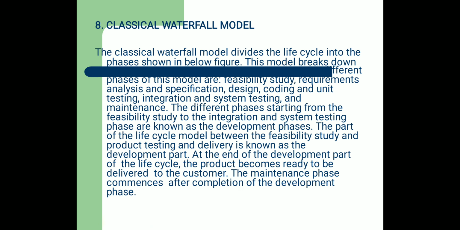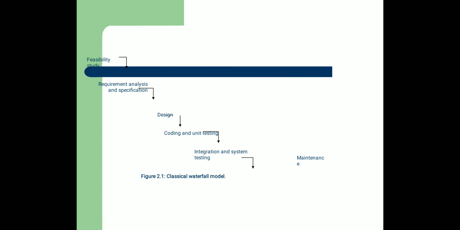So what is the classical waterfall model? The classical waterfall model divides the life cycle into the phases shown in the below figure. The figure is like here: feasibility study, requirement analysis and specification, design, coding and unit testing, integration and system testing, finally maintenance. Previously we discussed that this is only the waterfall model. This is the classical waterfall model.